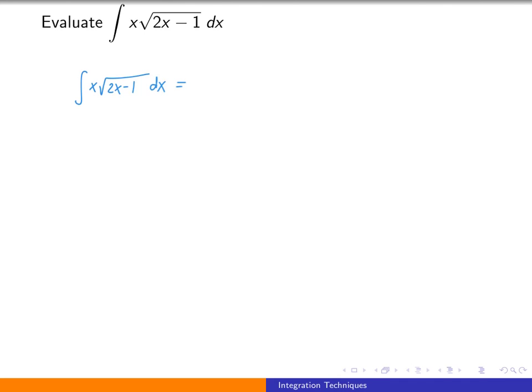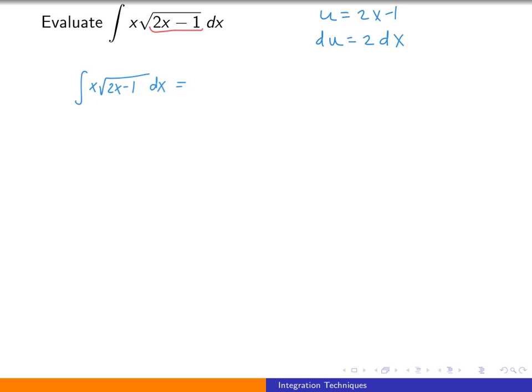So with that in mind, we think, okay, for a u substitution, we want to pick u to be something inside another function. And looking at the integrand, really the only choice we can come up with that's inside another function would be this 2x minus 1 sitting inside the square root. So we'll let u be 2x minus 1, which would tell us that du is 2dx.